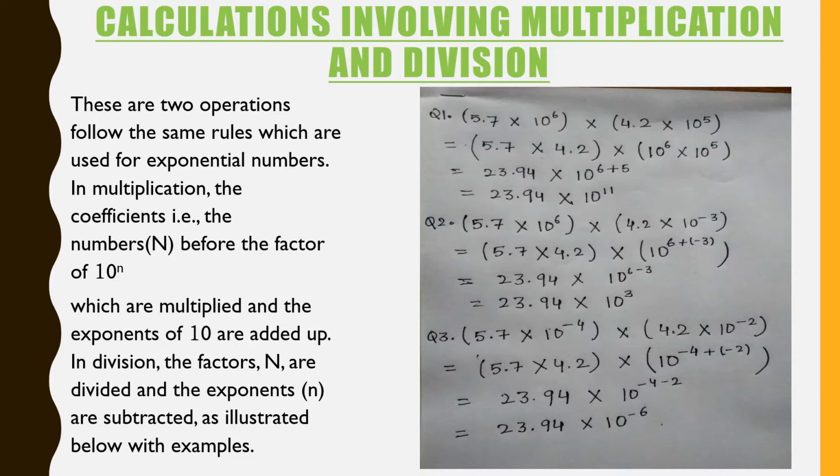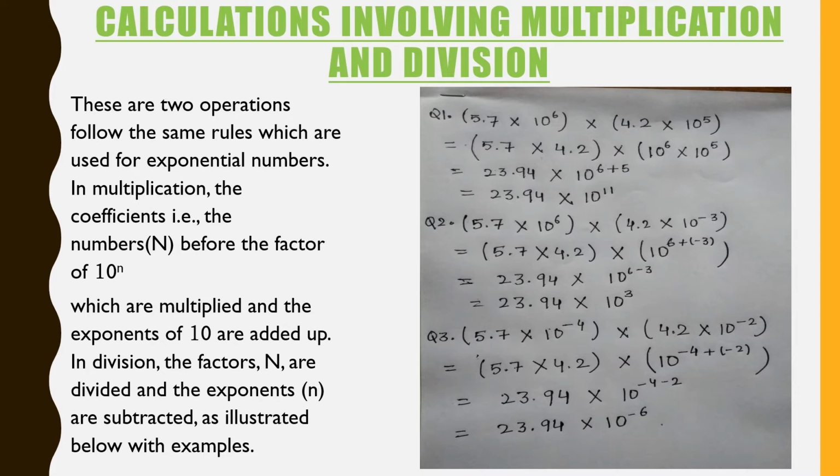Now let us see how calculations are carried out with numbers expressed in scientific notation. First, calculations involving multiplication and division. These two operations follow the same rules which are used for exponential numbers. In multiplication, the coefficients, that is the number capital N before the factor 10 to the power small n, are multiplied, and the exponents of 10 are added up.